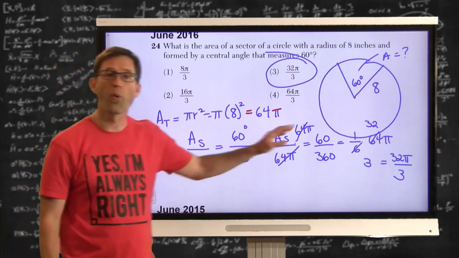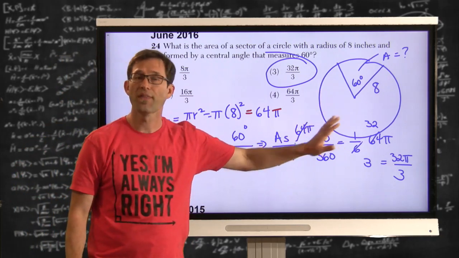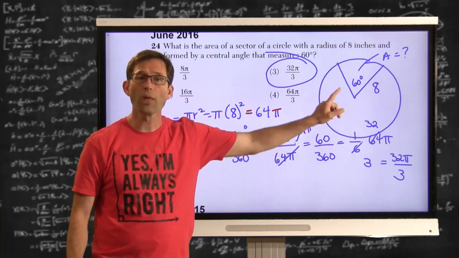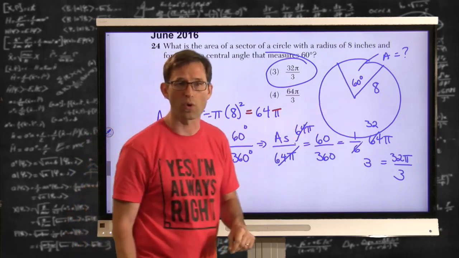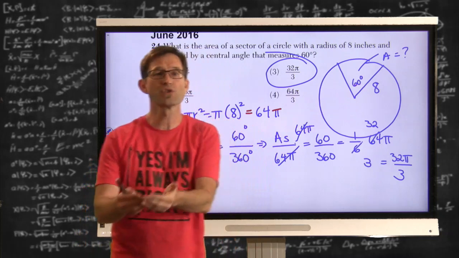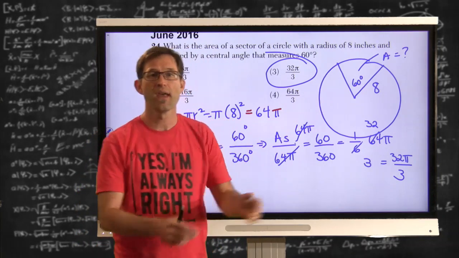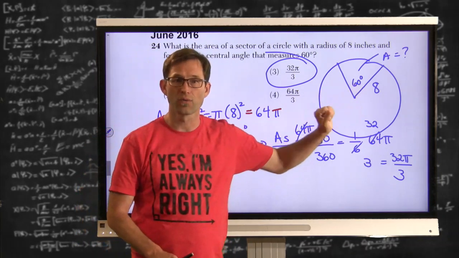It's proportional reasoning. That's all it is. It's all about what fraction of the circle, what proportion of the circle the sector represents, and that's always given by the central angle.